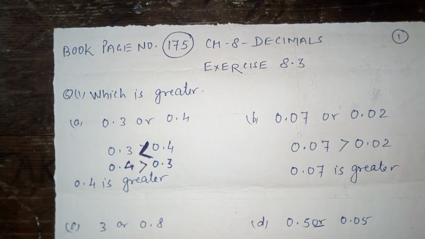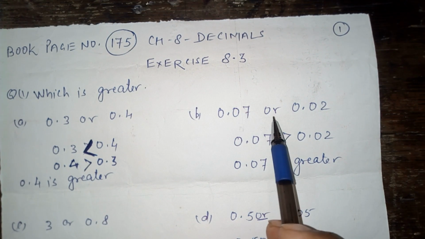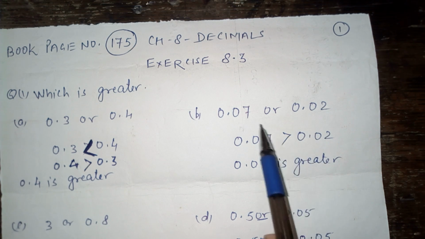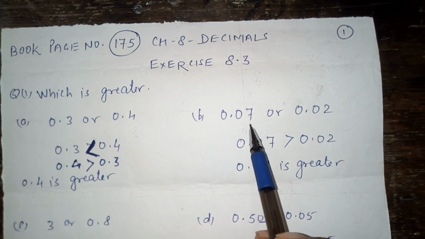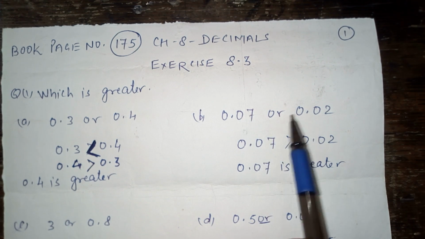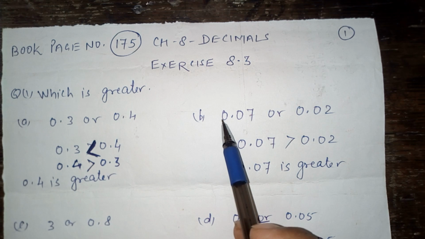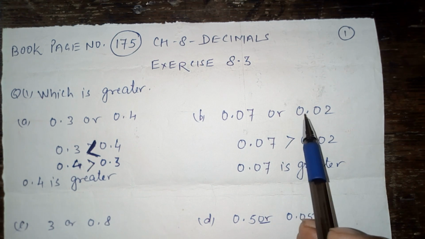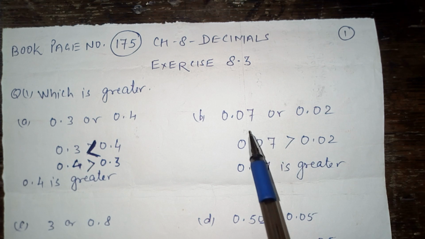Okay, your next question is 0.07 or 0.02. In these two decimal numbers which is greater? We will compare between these two decimal numbers. Same procedure: before the decimal point this is 0, before the decimal point this is 0. The meaning is the digits before the decimal point are the same.